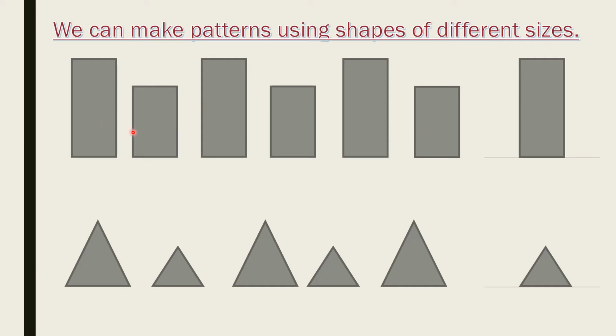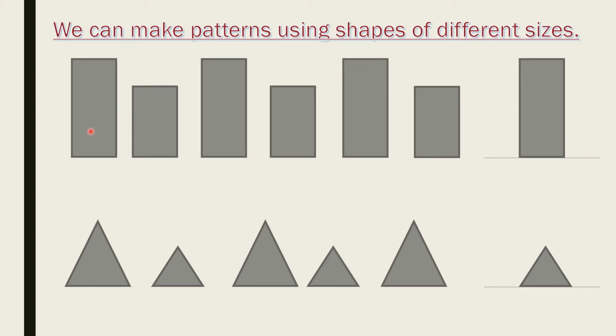So the pattern is basically any kind of design which keeps on repeating itself. You can see big small is continuously repeating. It's repeating again and again. So this is called a pattern. Now there are different kinds of patterns which we learn in this section. So first of all, we can make patterns using shapes of different size.